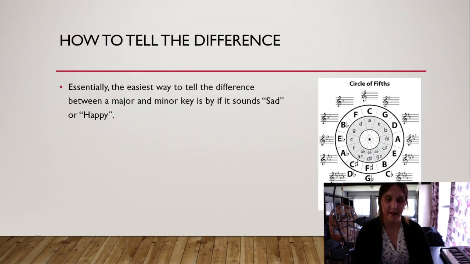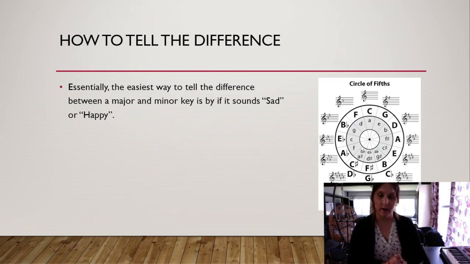So how do we tell the difference? Essentially, the easiest way to tell the difference between a major and minor key is whether it sounds sad or happy. Major keys are typically going to be fast tempo with major chords, and in contrast, minor keys are typically produced using minor chords, slower tempos, and usually a little bit lower on the scale. You'll notice that I included a chart here on the screen, and it's essentially all the major keys with their relative minors.